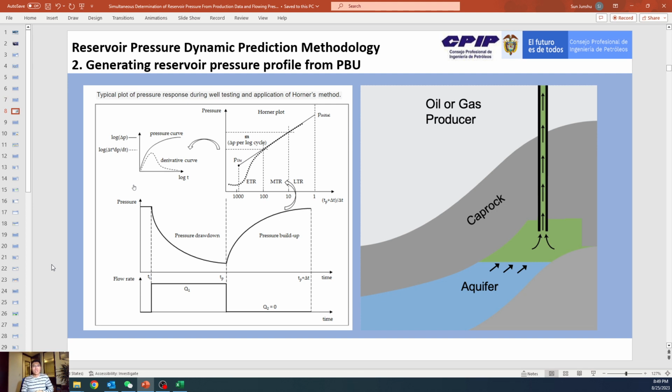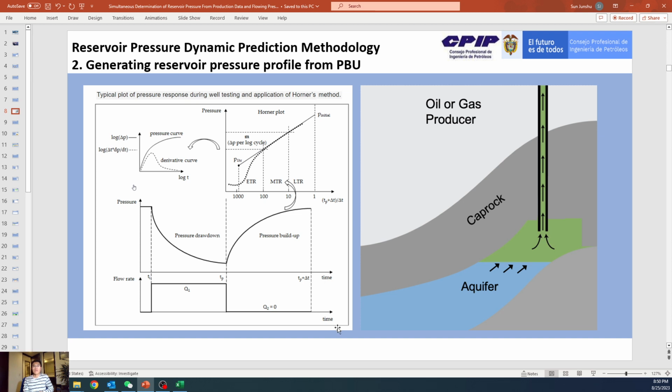Generating reservoir pressure profile from pressure buildup. If we have a pressure buildup result, that is a representative one. In here we have the pressure buildup in a long time and get a stable status. That means the final pressure becomes stable.